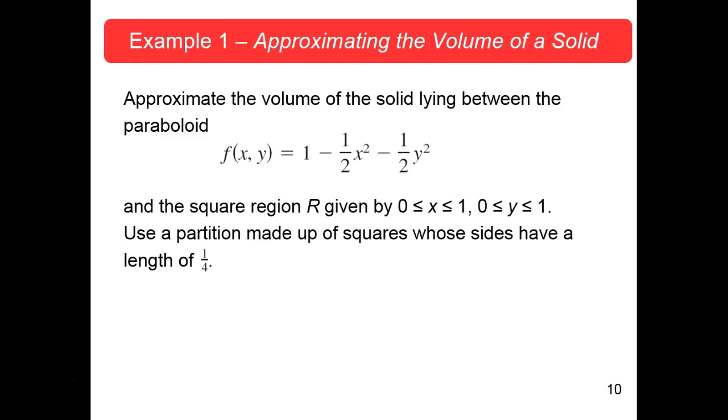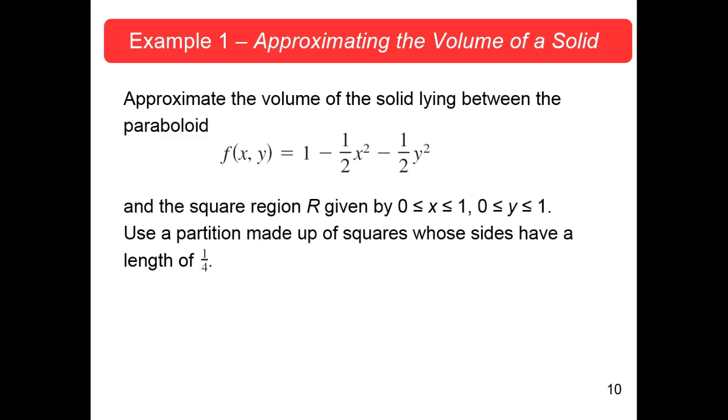So here's example 1. Approximate the volume of the solid lying between the paraboloid f of x, y equals 1 minus 1/2 x squared minus 1/2 y squared, and the square region R given by x between 0 and 1, and y between 0 and 1. Use a partition made up of squares whose sides have length 1/4. So you have 4 little squares along each side, a total of 16 little squares.